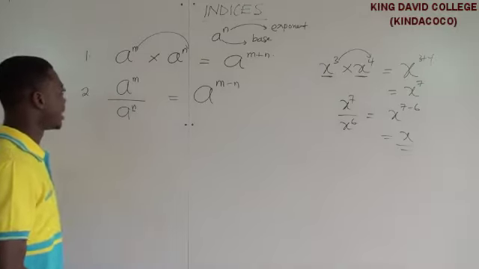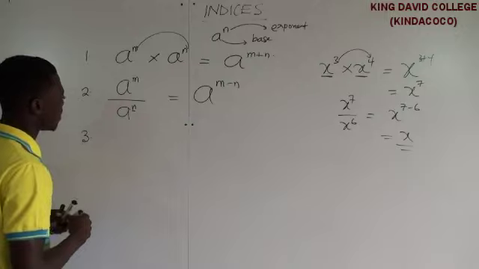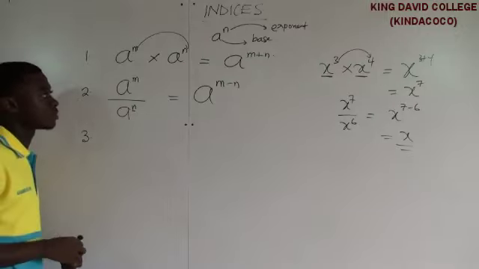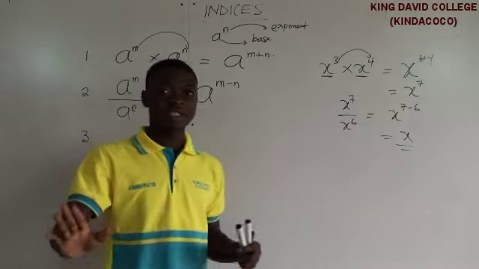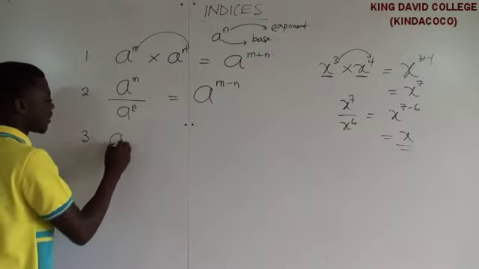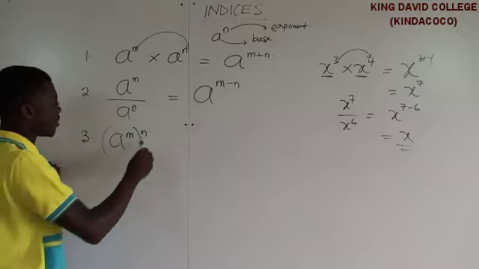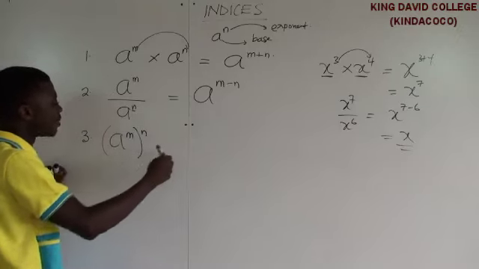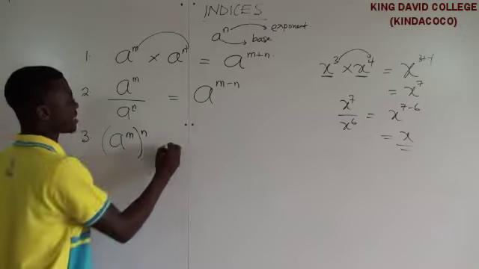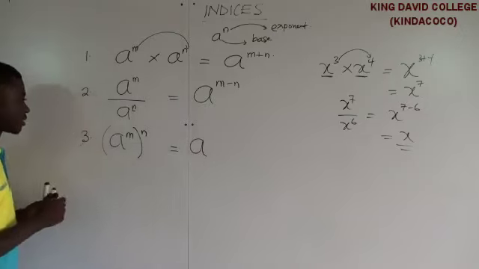Very well. Now, supposing we have, that's the third law. Supposing we have an index already, right? So we have this a to the power m, and then we are further raising this to a new power. Okay, a to the power m, and we are further raising it to a new power. Then in that case, my a still maintains its position.